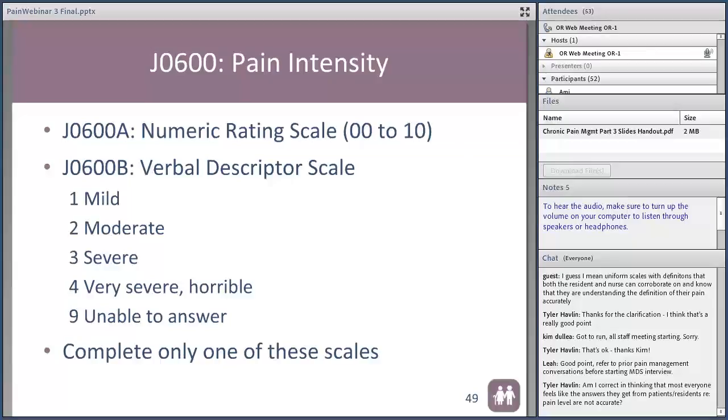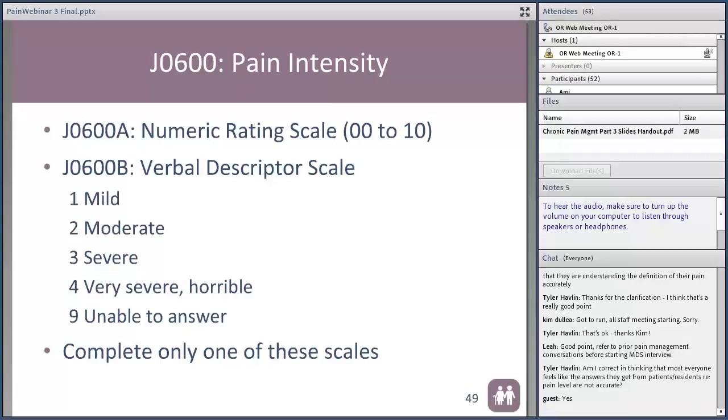Okay, pain intensity. This is the big one we've talked about all along, and that's that numeric rating of 0 to 10, which we would complete on J600A, and then that verbal descriptor on J600B. One of those scales does need to be completed if that resident is able to be interviewed. So on the numeric, of course, the CMS directive is: please rate your pain over the last 5 days, with 0 being no pain and 10 as the worst pain you can imagine.